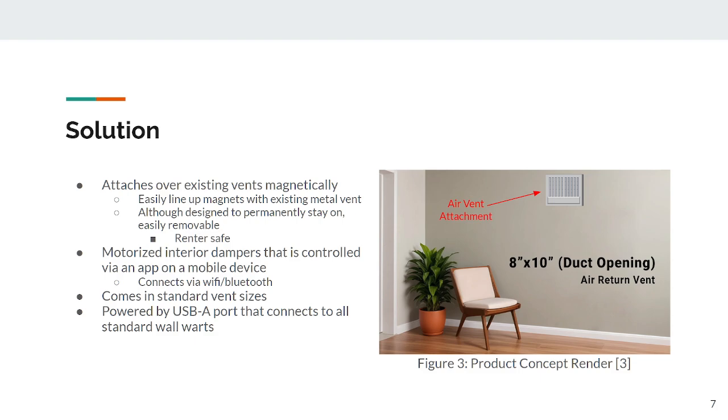There are interior dampers that are powered by a motor that is controlled via a mobile application and Bluetooth or Wi-Fi. This enables users to control the airflow without having to reach up to the vent. They can simply change the airflow on their phone. This attachment would support all of the standard vent sizes and would simply be powered via a USB-A port that connects to all standard wall warts.